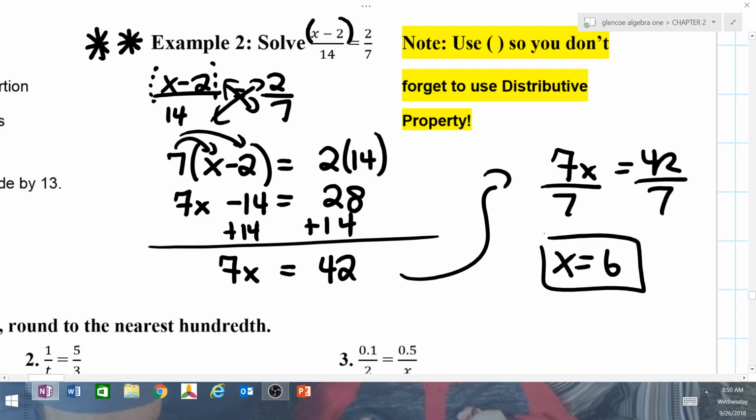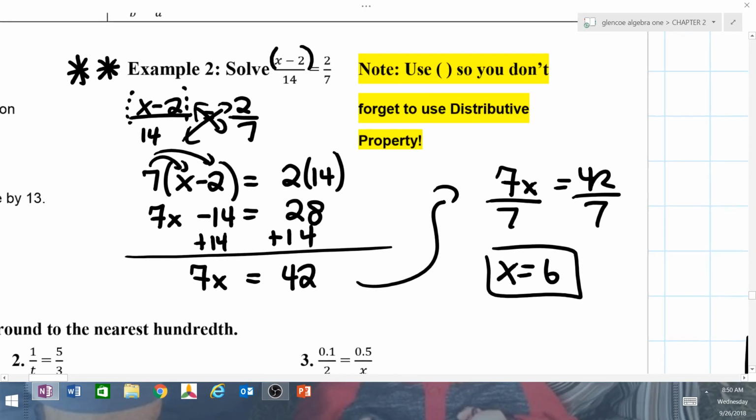Now, how do you think you could check your work? Real quickly, watch what you could do. Take 6 and plug it in for x. 6 minus 2 is 4. 4 over 14 actually reduces to 2 over 7. Are you with me? Okay.